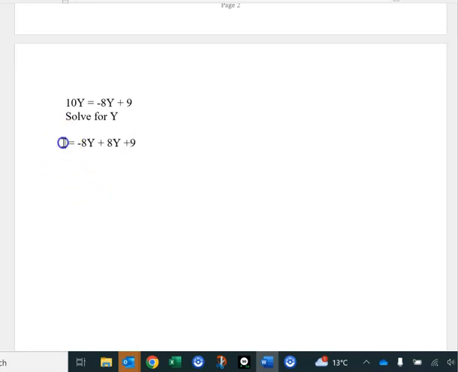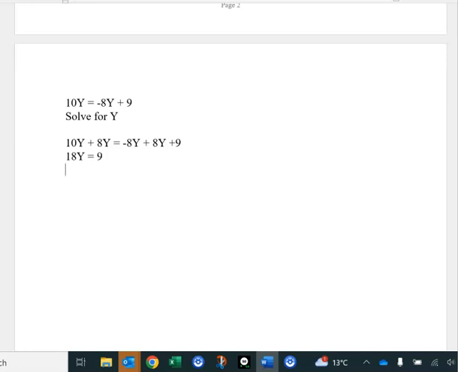Again, what we do to one side, we do to the other. We have 10y over here already. We added 8y to the right side, so we have to add 8y to the left side. Now let's see if we can simplify the formula more. 10y plus 8y gives us 18y equals negative 8y plus 8y. That all cancels out, which gives us the 9.